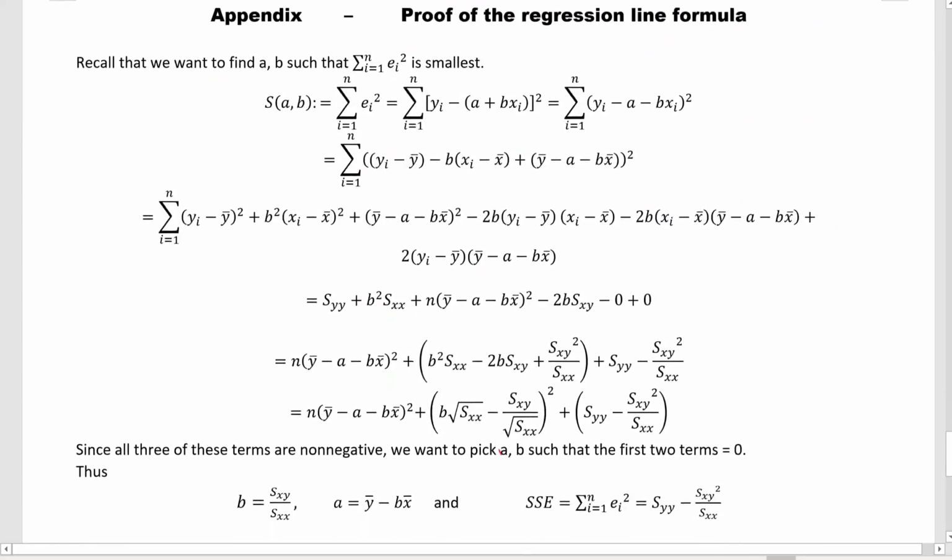So don't forget the appendix, where you can see the proof of the regression line formula. When you have questions, feel free to ask me.